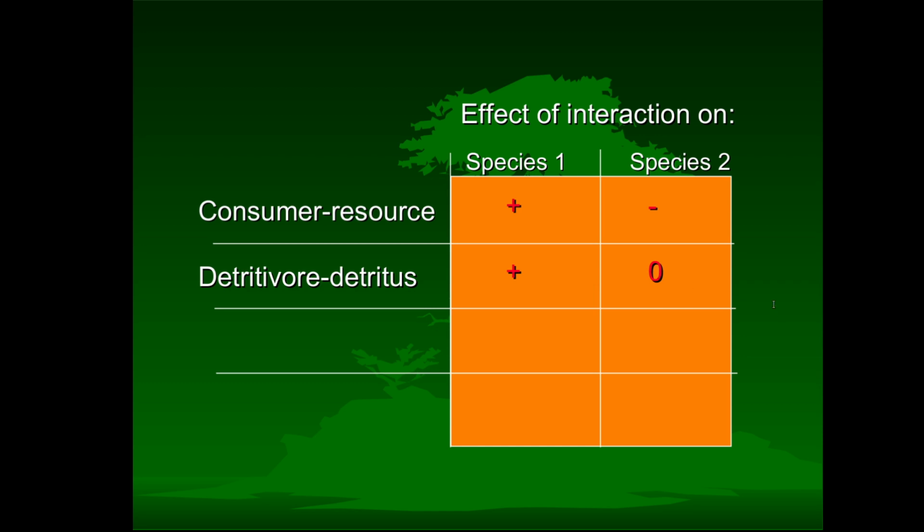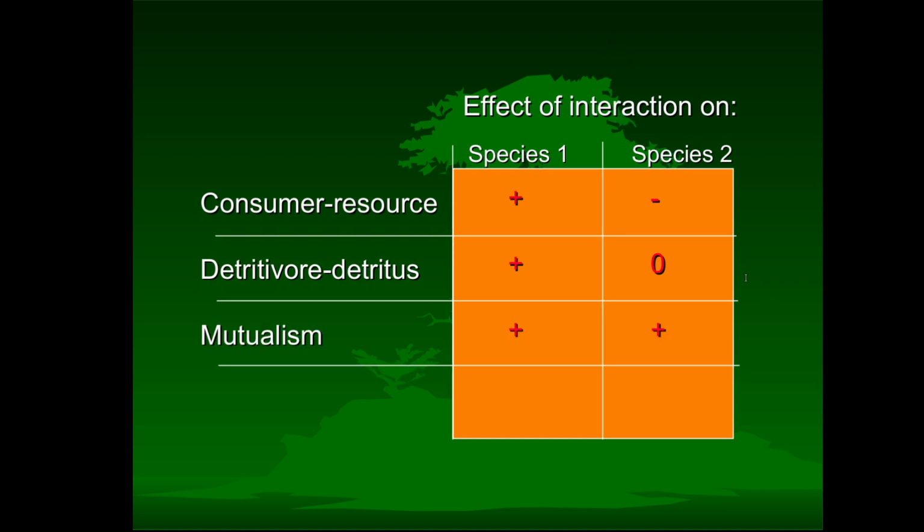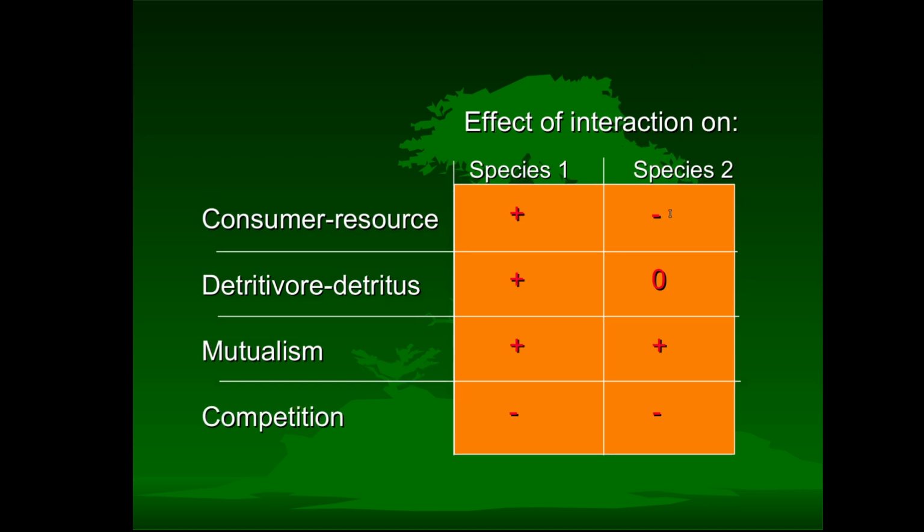What's a third? Well, if both species' fitness increases as a result of the interaction, then by definition, the interaction is called mutualism. They both benefit from the interaction, both species. And if both species' fitness decreases as a result of the interaction, then by definition, the interaction is called competition. So these are the basic four types of interactions that have been studied in nature.